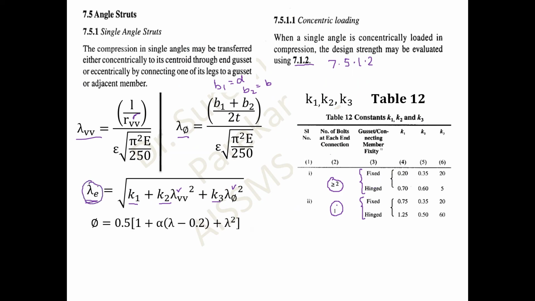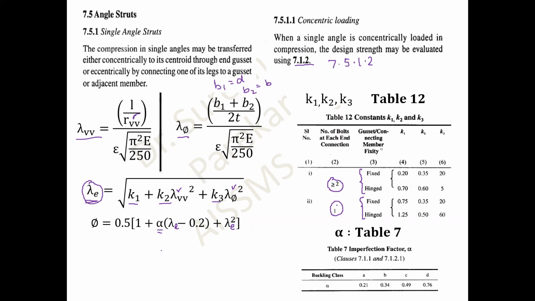And knowing the value of lambda E, we can find phi. In phi, we have this value lambda E. This is also lambda E. And from this we will get phi. Now the unknown we have here is alpha, and alpha depends upon Table 7, and that alpha depends on your buckling class. How will we find the buckling class? So the buckling class we are going to find by using Table 10. And now for a single angle section, my buckling class is always C, that is 0.49. So I have to take 0.49 whenever I am using a single angle section.